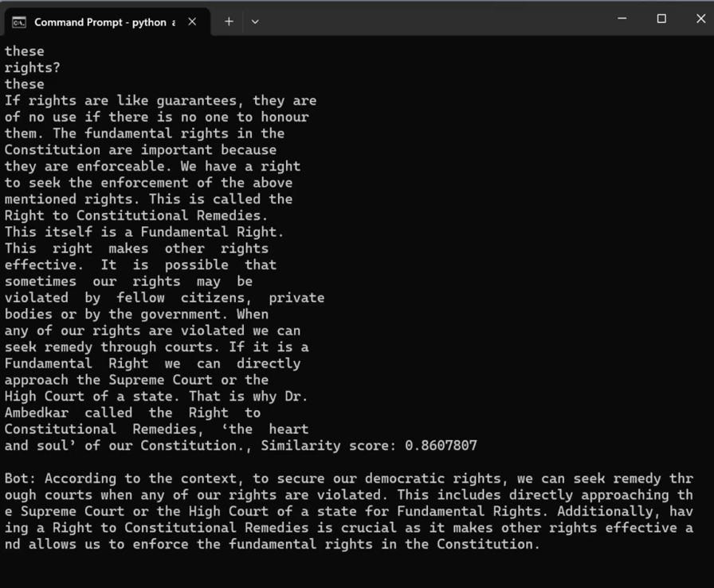According to the context, to secure our democratic rights, we can seek remedy through courts when any of our rights are violated. This includes directly approaching the Supreme Court or the High Court of a state for fundamental rights. Additionally, having a right to constitutional remedies is crucial as it makes other rights effective and allows us to enforce the fundamental rights in the Constitution.